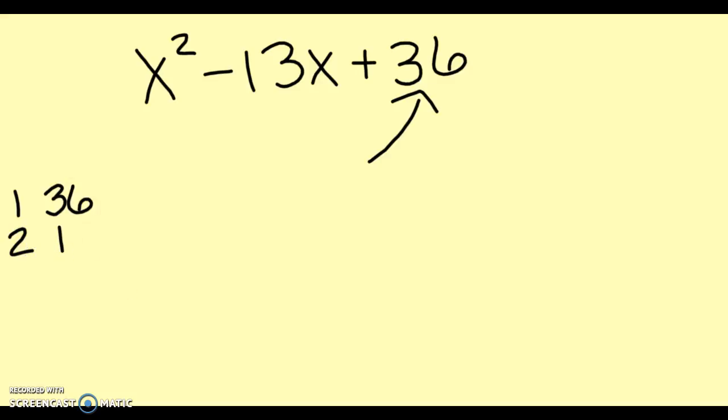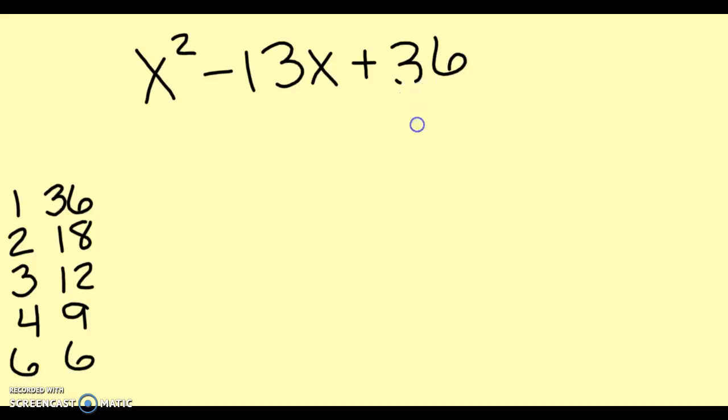2 and 18, 3 and 12, 4 and 9, and 6 and 6. So somehow these factors need to add up or subtract or do something to make negative 13. So 1 and 36 will never be negative 13, no matter how hard you try. 2 and 18, if you add them, you get 20. If you subtract, you get 16.